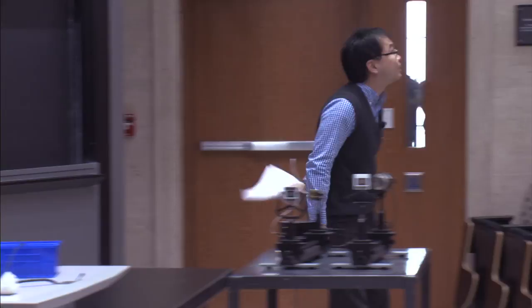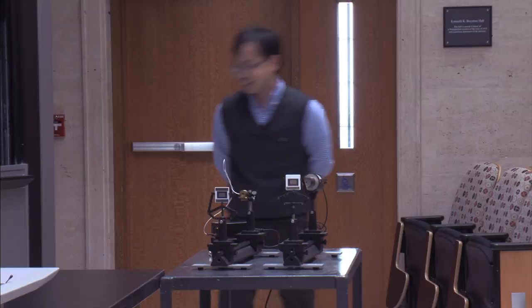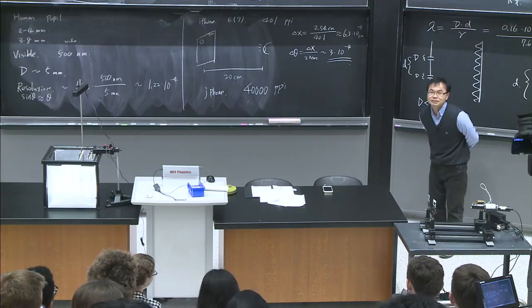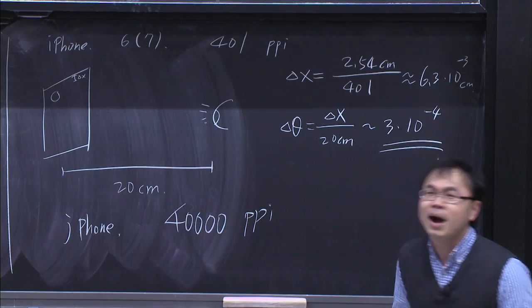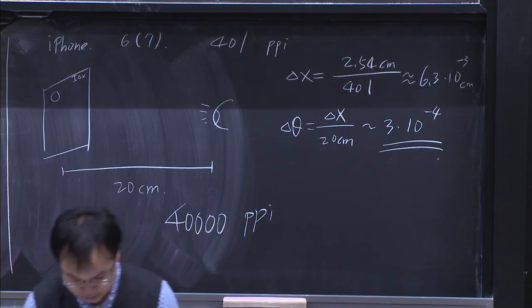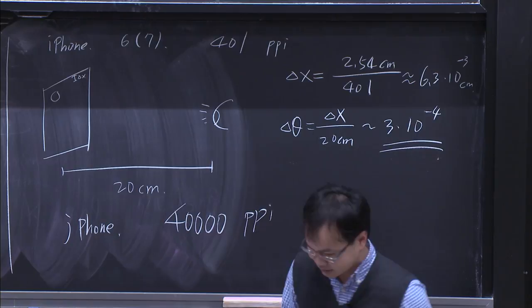Will you buy it? How much? $1. You buy it? Yes. Maybe you will buy it because you are my student, right? But it's not worthy. Why is that? Because you cannot resolve this kind of fine or small distance between pixels. So it's actually useless. Okay, so what is the limit?